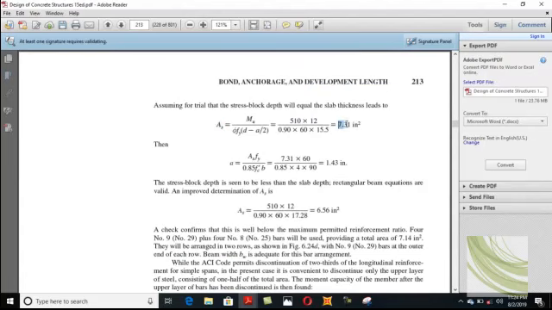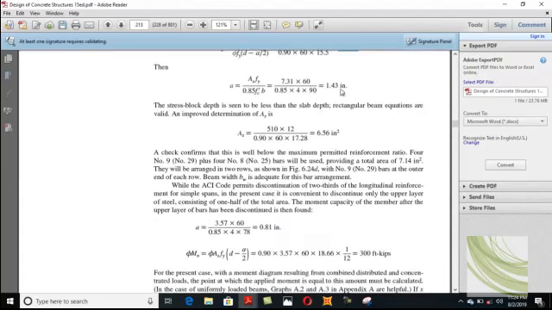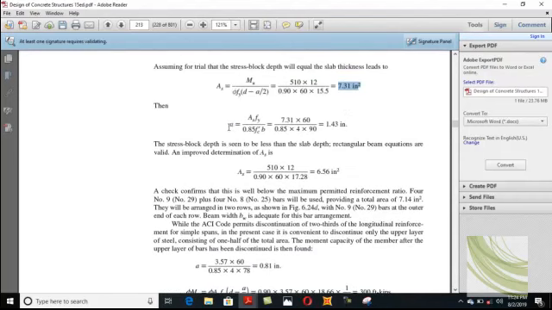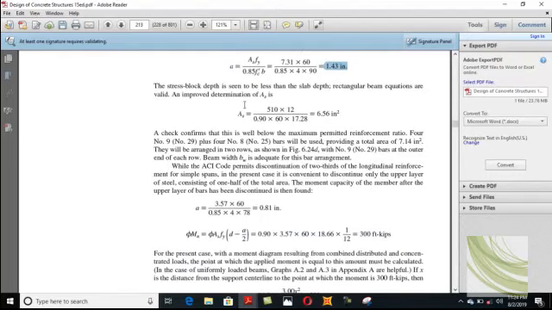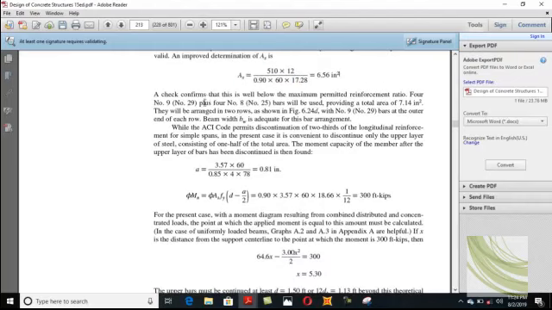This is the basic formula from where you can get 7.31 square inches, and this is the thickness of your concrete block, 1.43. Again, repeat the process by the trial and error method. You will get 6.56 square inches. A check confirms that this is well below the maximum permitted reinforcement ratio. 4 number 9 bars plus 4 number 8 bars will be provided.